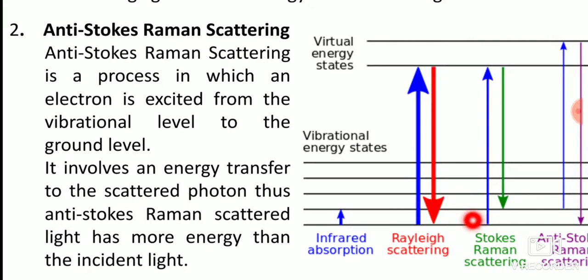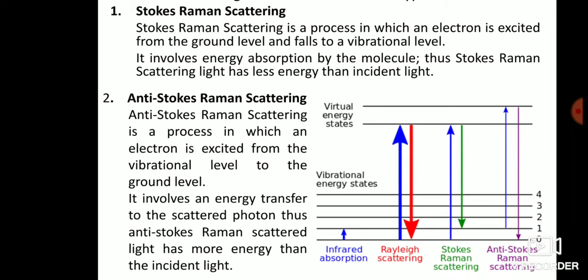Now when we are talking about Stokes-Raman scattering, here you can see the electron is present in the ground level. From the ground level it jumps to the higher virtual energy state, and then it falls back to one of the vibrational levels. In that way, some of the energy is absorbed, right? So it involves energy absorption by the molecule. So when energy absorption happens through the molecule, that is the substance, the energy of the scattered light will be lower, right? Thus Stokes-Raman scattered light has less energy than the incident light. So when we were talking about E being less than E0, it was Stokes-Raman scattering.